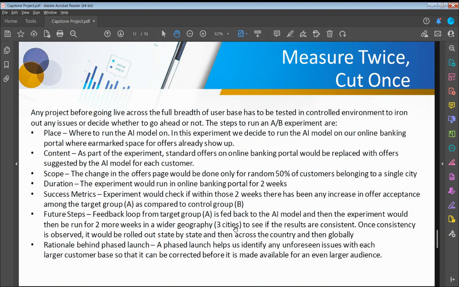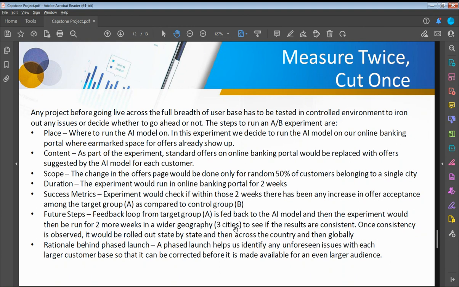The reason we think a phased launch is good is that, even though you might be testing for different scenarios, there could be unforeseen issues or unforeseen scenarios that we might not have catered to. Doing a phased launch makes sure that we are able to correct and take care of any such issues before it is made available to a wider audience.